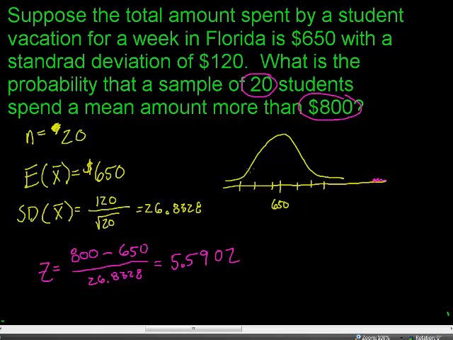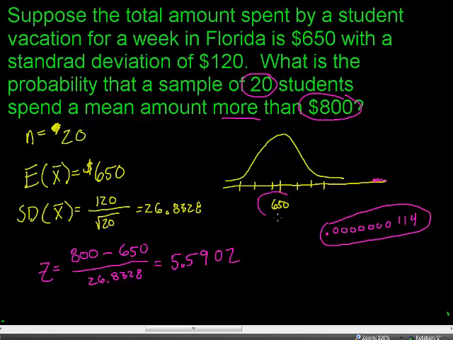So the next thing would be to go to normal CDF. It said more than 800, so I'm going to do a normal CDF from that z-score to 99, and the probability is, get ready for this, 0.00000000114. It's extremely low. It's not going to happen. But what if it did? What if this miracle did happen?